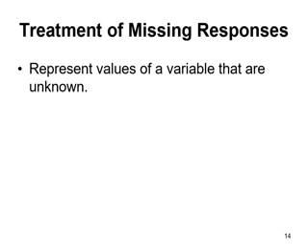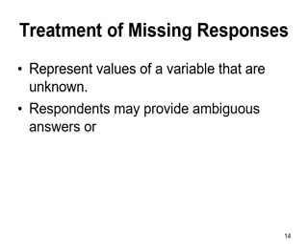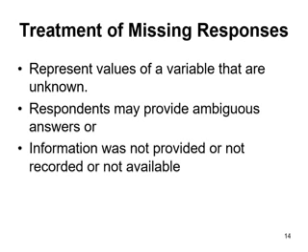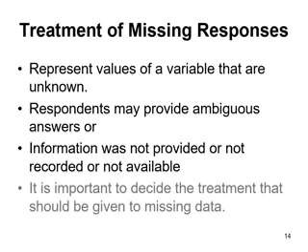Now this is something we may not afford, especially if our database is small in size, because other information from that individual is available. Only one or two or a few observations are not made by that individual. So these shall not lead to the rejection of the entire data set. They represent values of the variable which are unknown. Respondents may provide ambiguous answers, or information may not be recorded or available. Such are the cases when missing observation takes place in a data set.